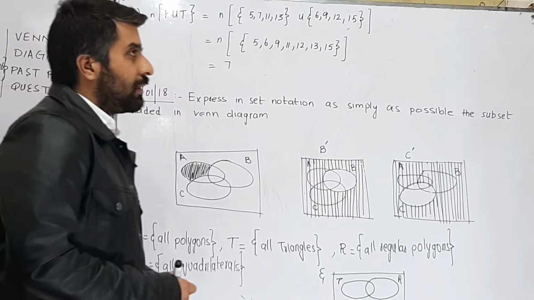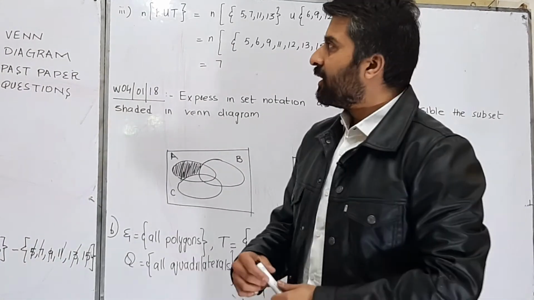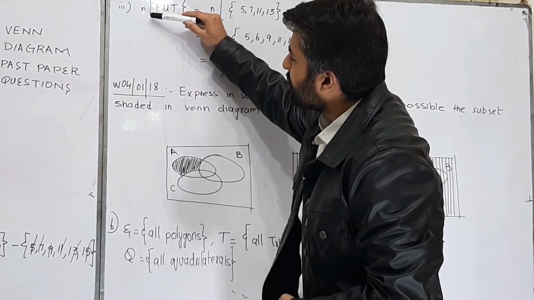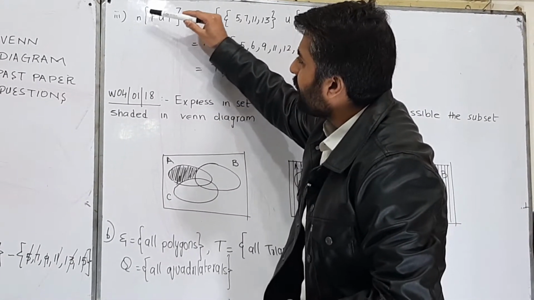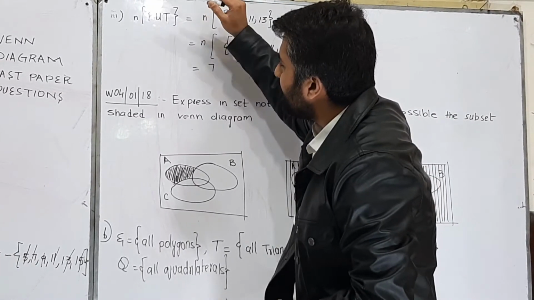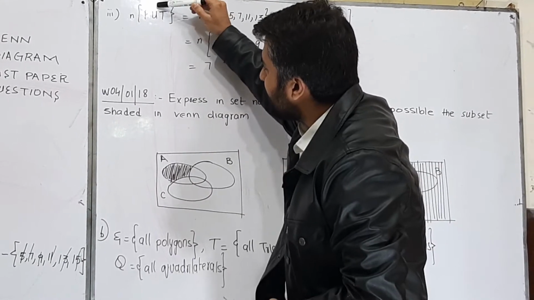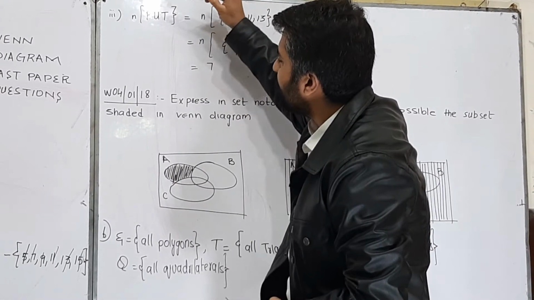You have to find n bracket p union t. Now here, what is basically the meaning or interpretation of this symbol n? N bracket p union t means the number of elements in the set p union t.